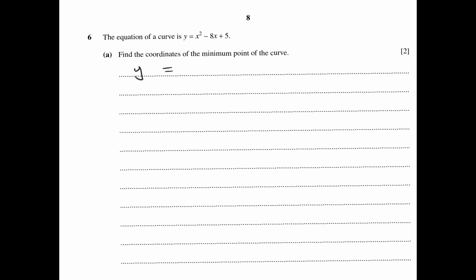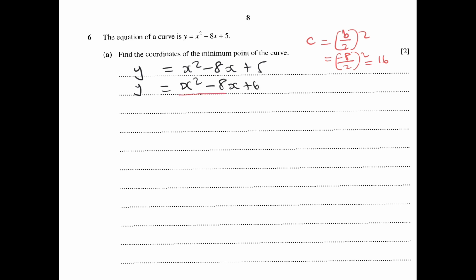So let me have it. y is equal to x squared minus 8x plus 5. Since the coefficient of x squared is 1, I have to ask myself, what number do I need to add to this part here so that we can have a complete square? Now remember, c is equal to b divided by 2, squared. In this case, my b is negative 8. If I divide that by 2 and square, I'm going to get 16. So my function becomes y is equal to x squared minus 8x plus 16. So this here is a complete square.